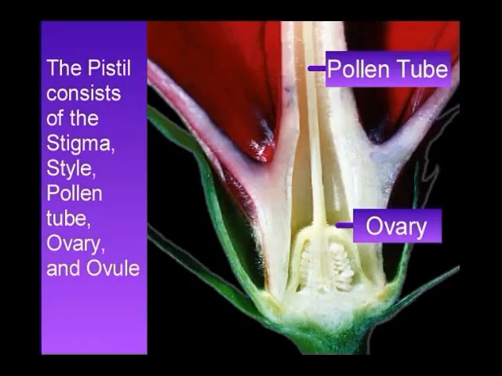The ovary is the outer covering of the ovule and protects the ovule. The ovary becomes the fruit after fertilization of the flower. The ovule contains the female reproductive parts of a flower. Once the flower is fertilized, the ovule becomes the seed of the fruit.